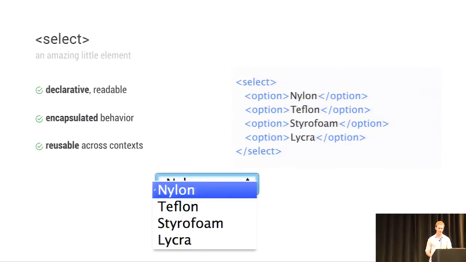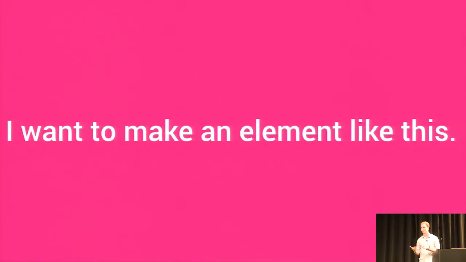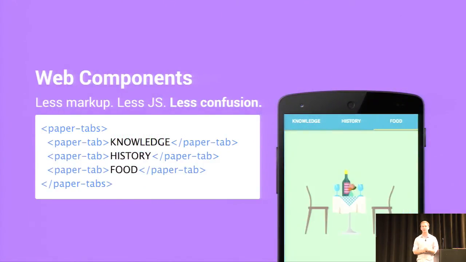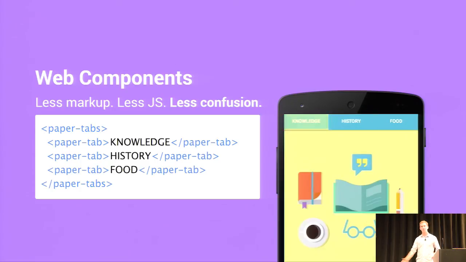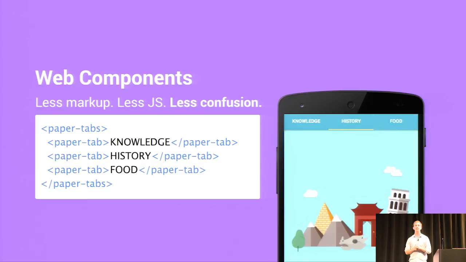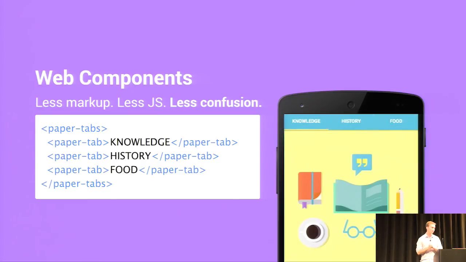Super duper powerful. I want to make an element like this. I don't want to have to scaffold a whole bunch of divs to get my component to work right. I want to make an element that's just like the select button. So that was the reasoning behind web components, is developers should be able to do that. You should be able to create your own components that have all of the powers that these really cool native widgets have, like select, and build arbitrarily complex elements that are totally encapsulated and totally reusable.